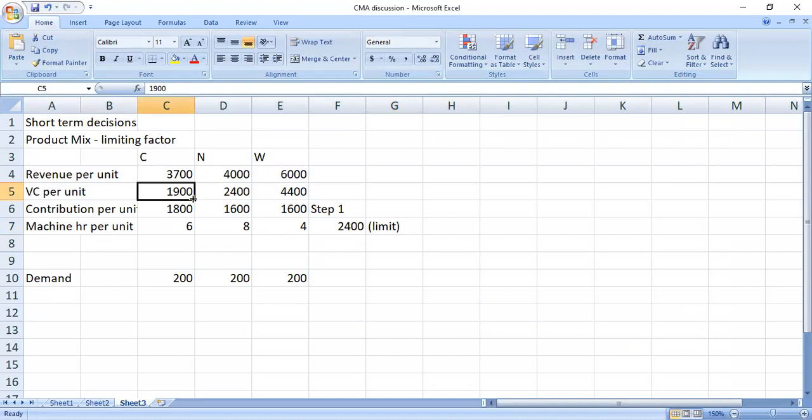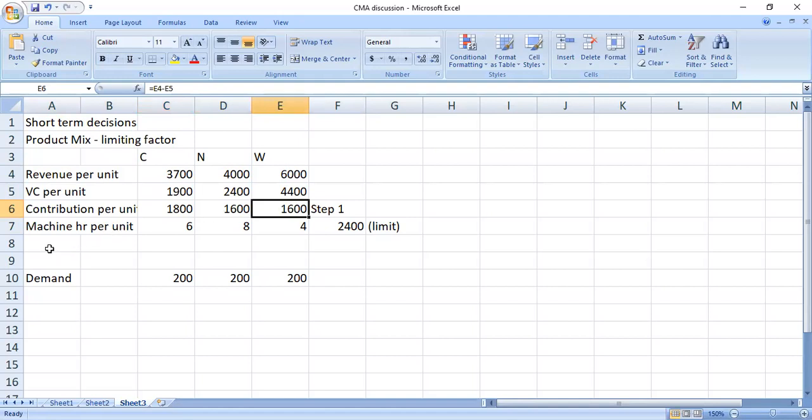The steps are clear when you're doing the product mix. You identify the limiting factor, which you have done. It's machine hours, they were only 2,400, and then you determine the contribution per unit of each product. Contribution per unit is the selling price or revenue per unit minus the variable costs per unit. So it's this minus that. You do the same for all the products. I hope we are good till this part.